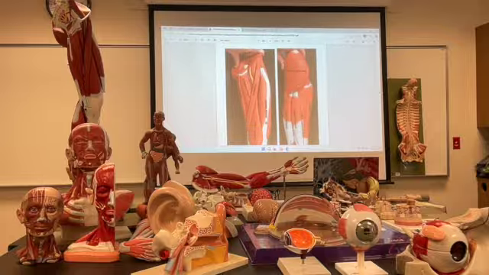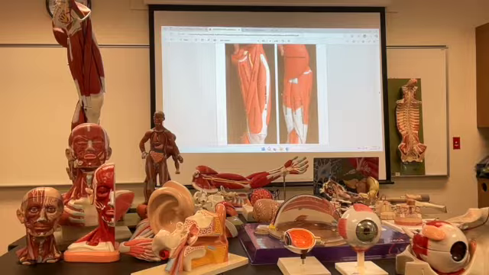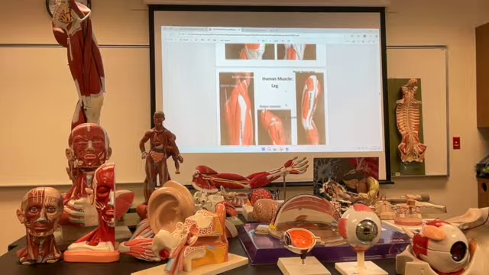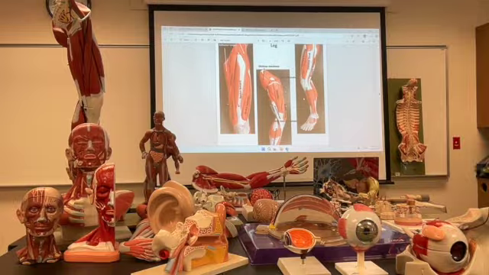There's a look of the gluteus maximus, sartorius. Another look at the hamstring muscles, the semitendinosus and semimembranosus, and the biceps femoris. So look at these models, memorize the location of the muscles first, then go back and try to figure out the origins, insertions, actions, and innervations.